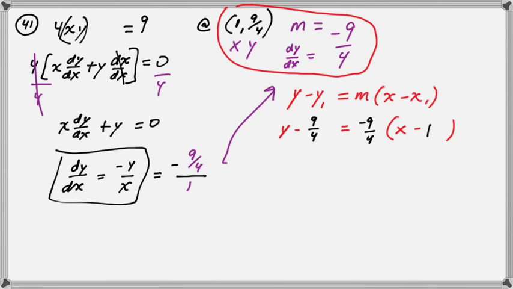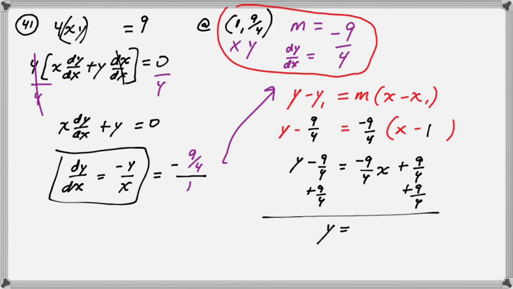Usually you have to solve these for y. So if I solve this for y, I'd have negative 9/4 x plus 9/4. Add another 9/4 to that 9/4 and it makes 18/4, or 9/2. And that would be your equation of the tangent line to this curve at the given point.